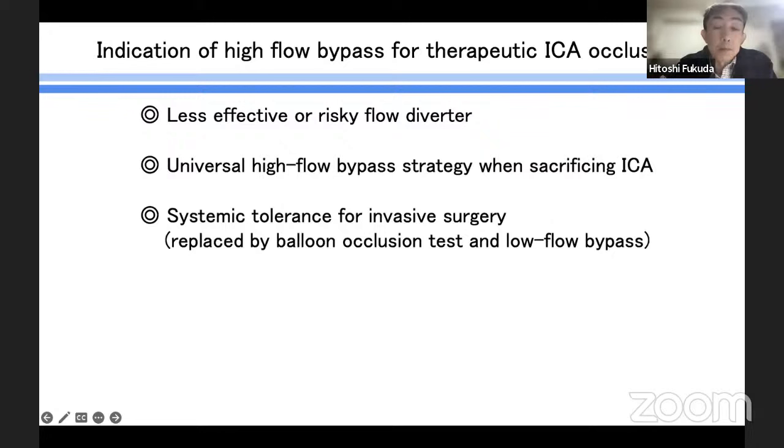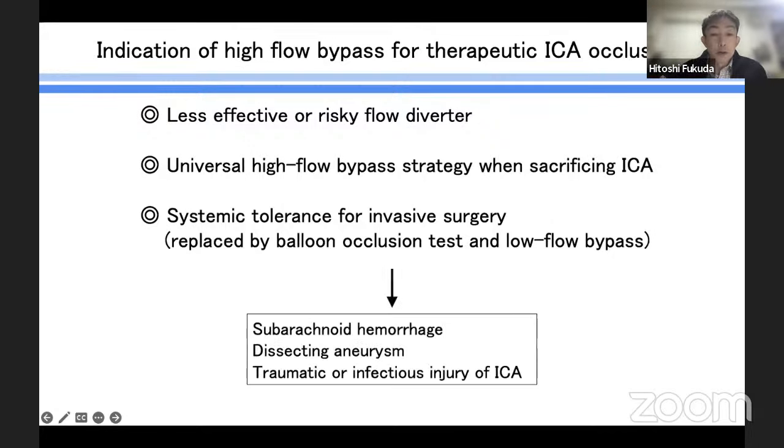However, if the systemic tolerance of the patient doesn't allow such an invasive surgery, this may be replaced by balloon occlusion test with or without low flow bypass. Ultimately, we mostly use this high flow bypass strategy for acute subarachnoid hemorrhage cases, dissecting aneurysm, and traumatic or infectious injury of an internal carotid artery.